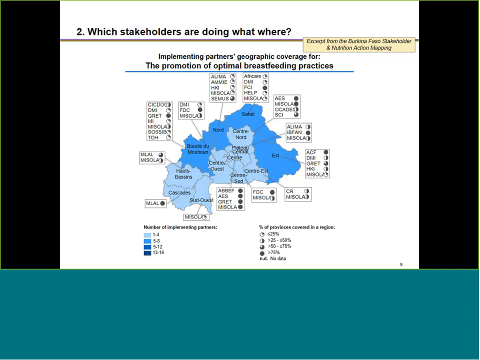Next to each stakeholder name are Harvey balls, which represent the 4 levels of coverage: less than 25% of districts covered, 25 to 50, 50 to 75, and over 75%. The Harvey ball indicates the percent of provinces that were covered in the selected region.